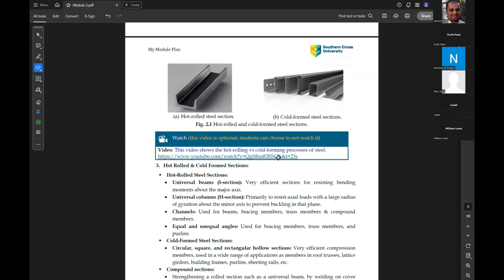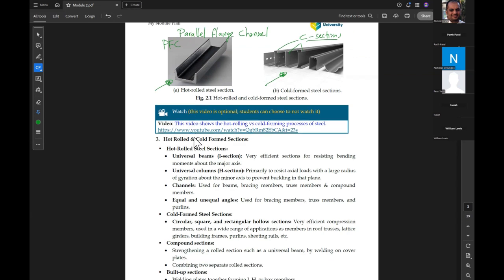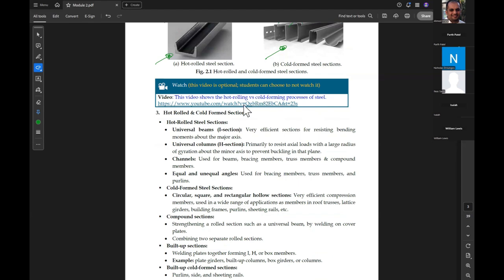And this is the shape of hot rolled steel, and this is the shape of cold formed steel. This is like a parallel flange channel or channel PFC, and these are several shapes of the C sections from cold formed steel. So as you can see, here the section is a bit thicker than here. Okay, this is a video to see the difference in processing of cold formed and hot rolled steel.